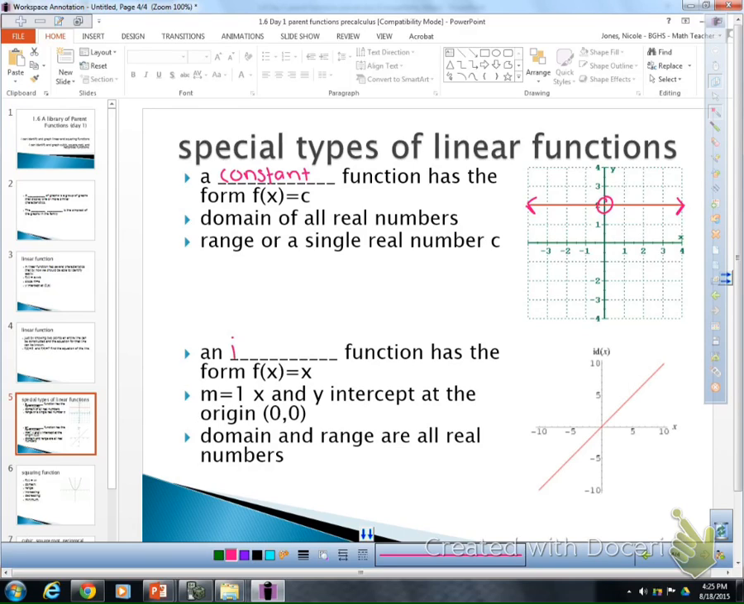Next, we have an identity function, and it has the form f of x equals x, where your slope is 1, x and y intercept at the origin, and the domain and range are both all real numbers, because as our graph continues on to the left forever and the right forever, it's also continuing to decrease and increase. So it makes the domain all real numbers and the range all real numbers.